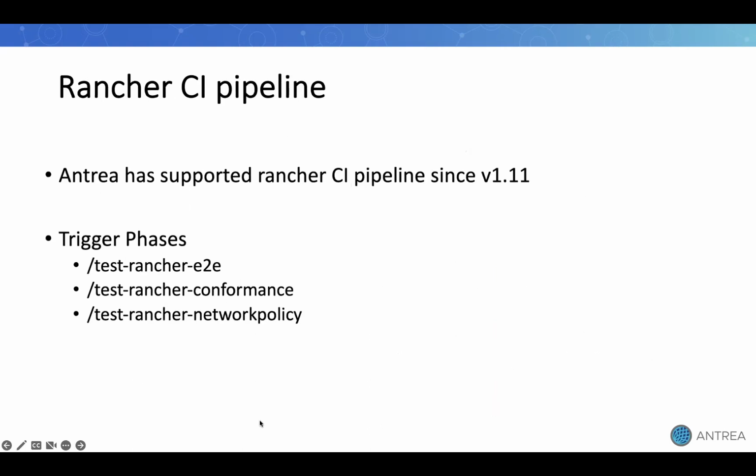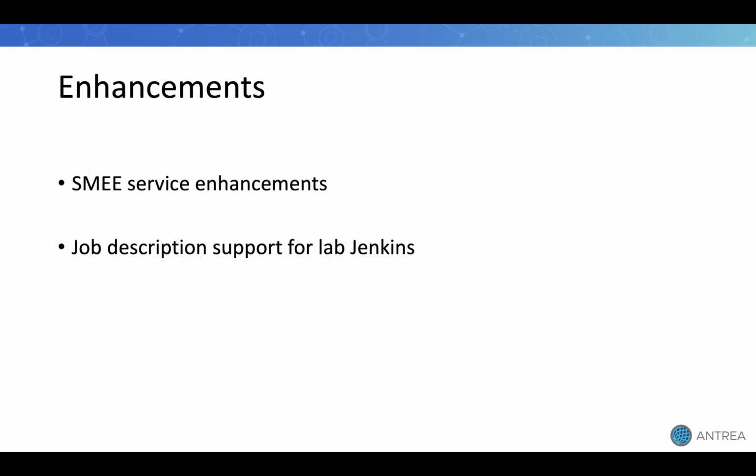And the next new feature is about the Rancher CI pipeline. But we won't cover more details in today's presentation because Pocket introduced its implementation in last month's community meeting. I just want to reaffirm that if you want to test Antrea as a CNI plugin on a Rancher testbed, it can be supported after Antrea 1.11. Okay, I just finished the new features introduction. And next, I will talk about some enhancements which improve the stability of our CI pipeline.